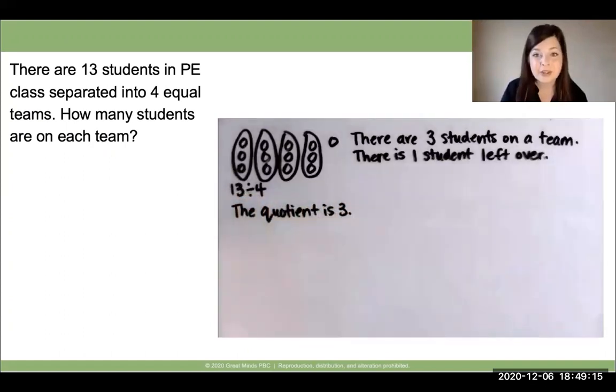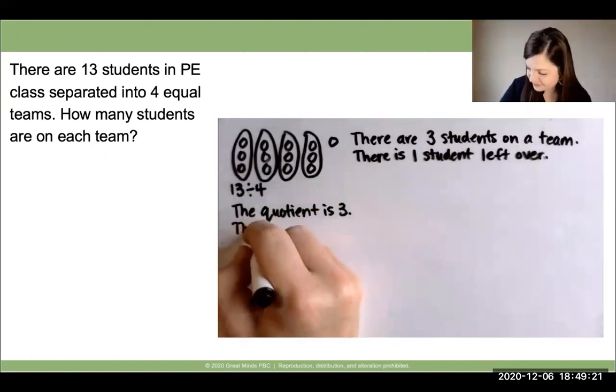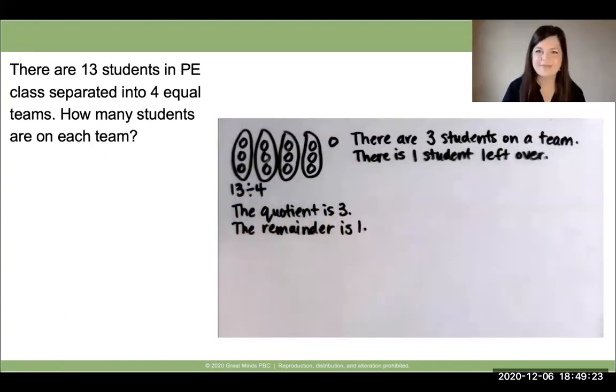And what's the remainder or the leftover amount? The remainder is 1. When we divide and there's a remainder or that leftover amount, we can state our answer like this. The quotient is 3, the remainder is 1. Or we could say or write, the quotient is 3 with a remainder of 1.